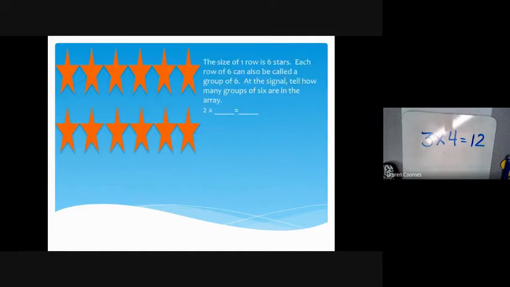So on this one, I have stars this time. The size of the row of one row is 6 stars. Everybody agree? 1, 2, 3, 4, 5, 6. Each row of 6 is going to be a group. So it's kind of like you can draw a circle around them and make them a group. So tell me, how many groups of 6 are there? 2. Very good, Peyton.